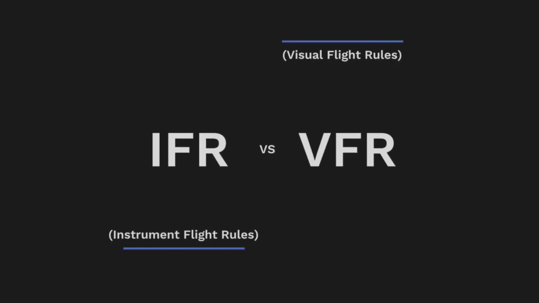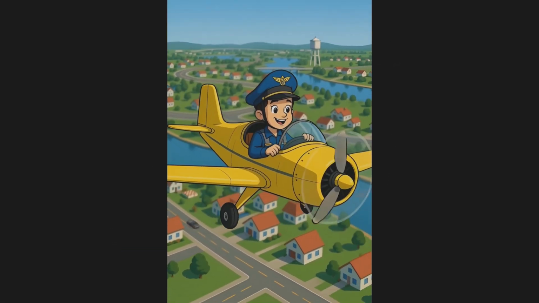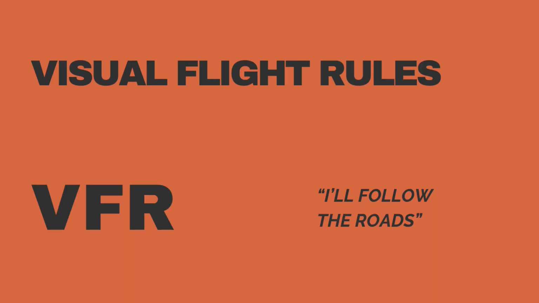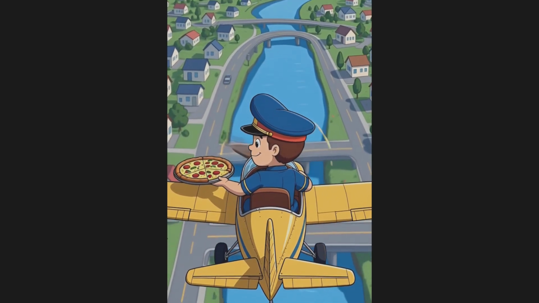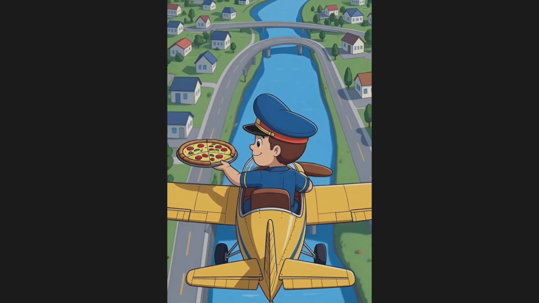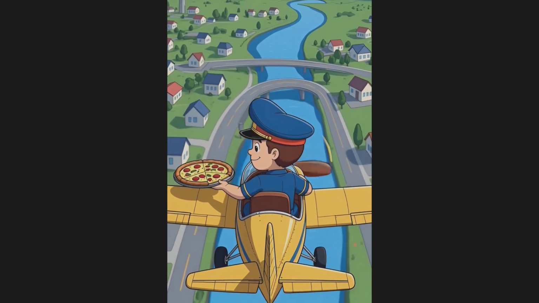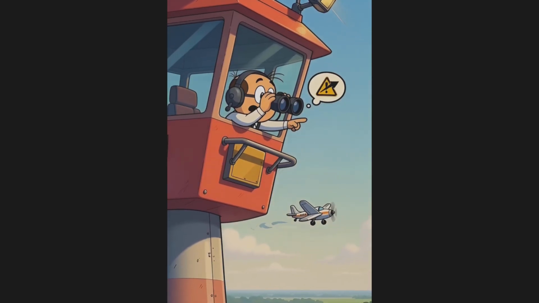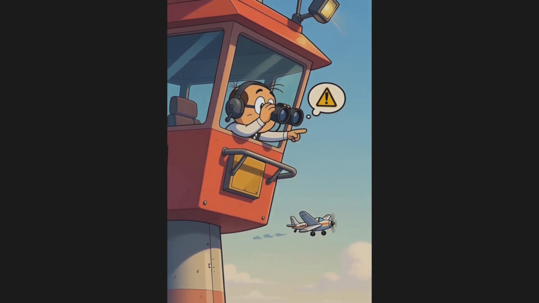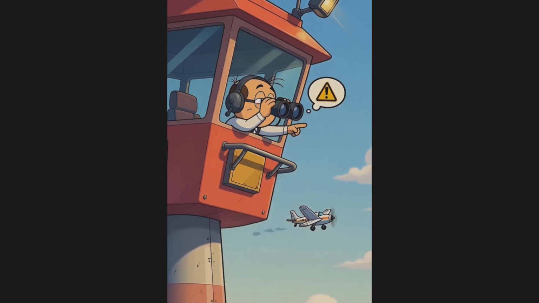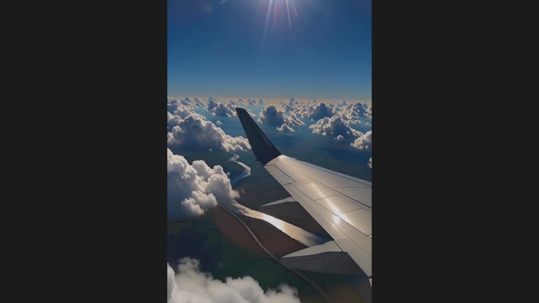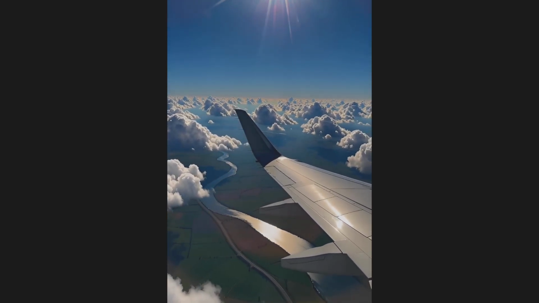IFR versus VFR. Think of flying like delivering a pizza. VFR, visual flight rules, equals I'll follow the roads. You fly by looking outside. You follow highways, rivers, and landmarks. The weather must be clear. You need to see where you're going and stay out of clouds. Air traffic control, ATC, is like a helpful bystander giving suggestions, but you're mainly responsible for not hitting anything. This is best for short trips in great weather where you just want to take off and go.